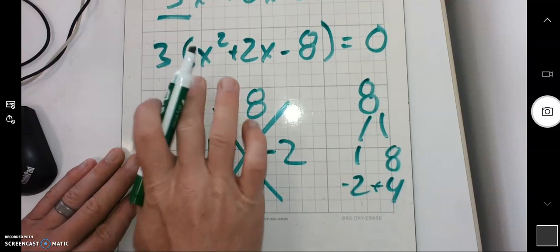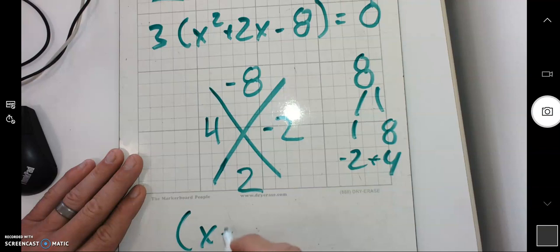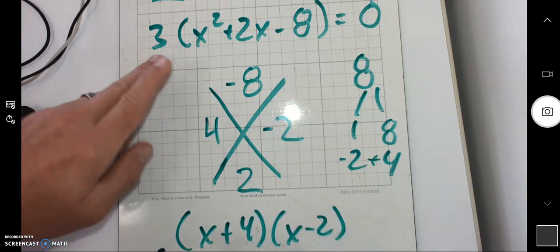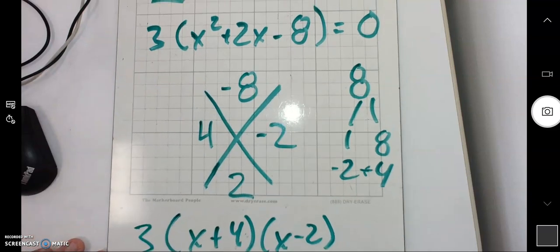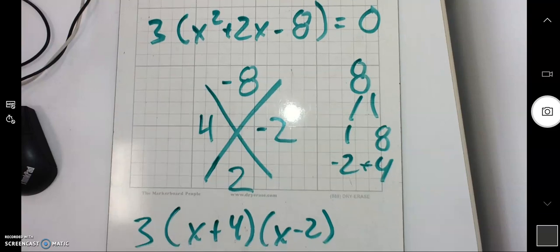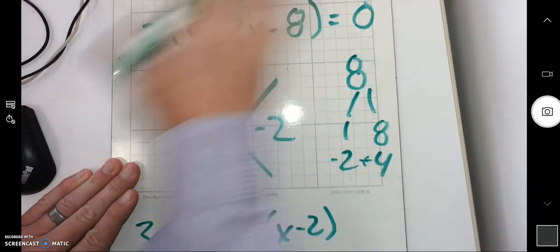Now, because our A is 1, we don't have to do the reverse box method. We can just go straight into x plus 4 times x minus 2 with that 3 out front. And so when you solve each of these, we're trying to get each of these factors to equal 0. So it's going to be, I ran out of space here, I'm going to use the top.